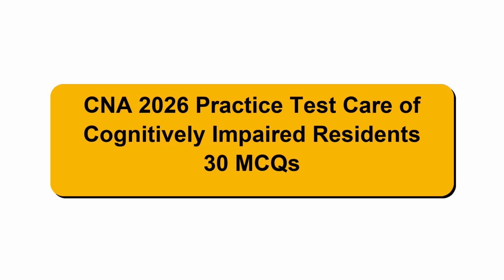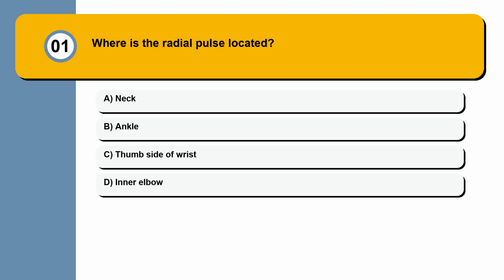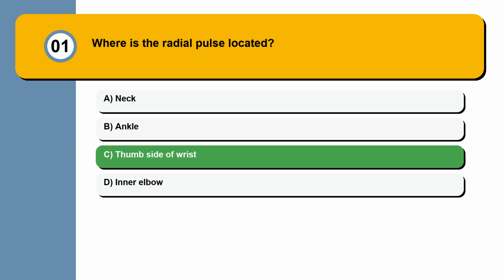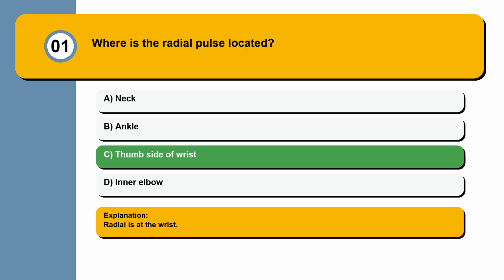CNA 2026 Practice Test: Care of Cognitively Impaired Residents, 30 MCQs. Question 1. Where is the radial pulse located? Neck. Ankle. Thumb side of wrist. Inner elbow. Radial is at the wrist.